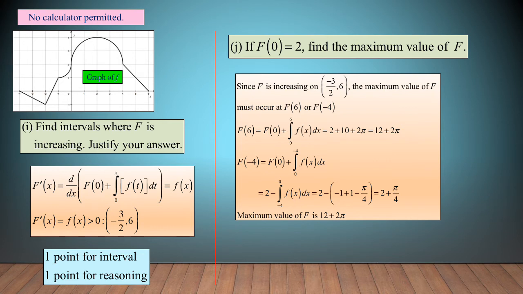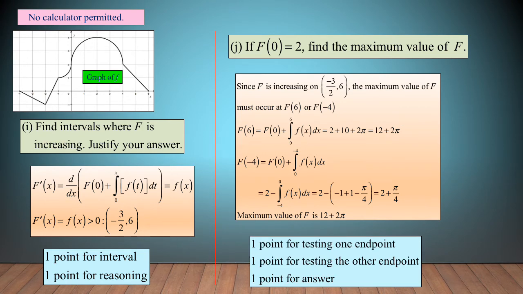F of -4 is F of 0 plus the integral from 0 to -4 of f of x dx, and it is probably easier to express this as 2 minus the integral from -4 to 0 of f of x dx, and this becomes 2 minus the quantity -1 plus 1 minus pi over 4, and we get 2 plus pi over 4. So the maximum value of F must be 12 plus 2 pi. For grading, we get 1 point for testing one endpoint, 1 point for testing the other endpoint, and 1 point for the actual answer.